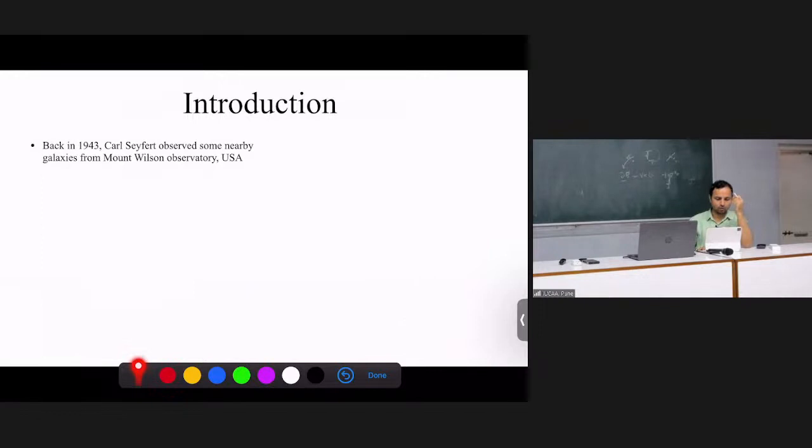Okay. Now I will tell you some history. Long before 1943, earlier actually, basically it happened in 1908. For the first time, some scientists took the spectrum of some galaxies. So instead of observing absorption lines, they saw emission lines.